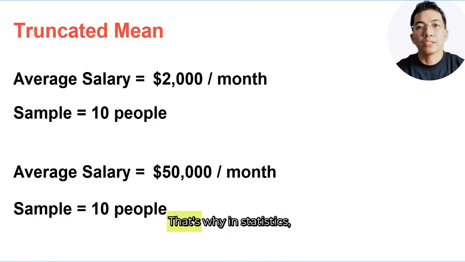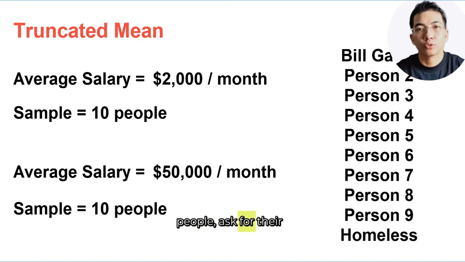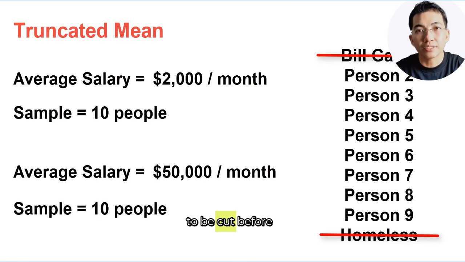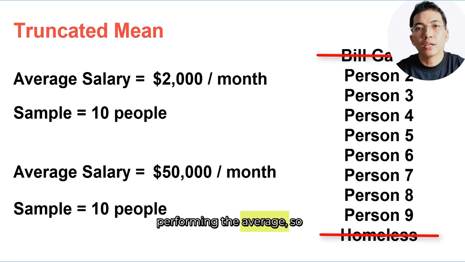Not really. That's why in statistics they invented something called the truncated mean or trimmed mean. You call the 10 people, ask for their salary, and then you cut the lowest and the highest value before performing the average. In this case, Bill Gates' salary is going to be cut before performing the average, so you avoid including this kind of exception in your sample.